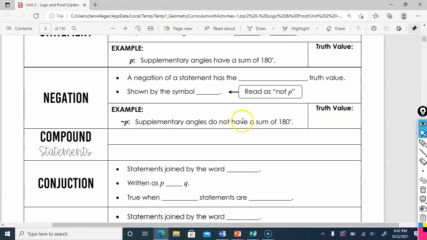Now, what's a negation? Well, right away, that sounds pretty negative, because it is. But it doesn't mean it's always false. A negation actually has the opposite truth value.